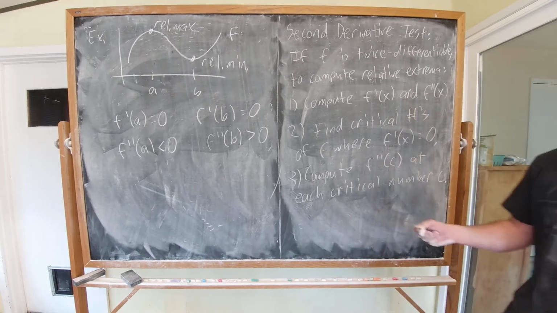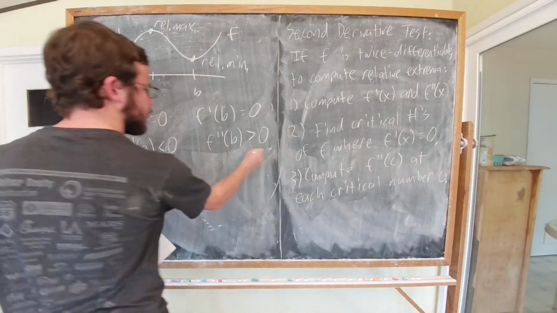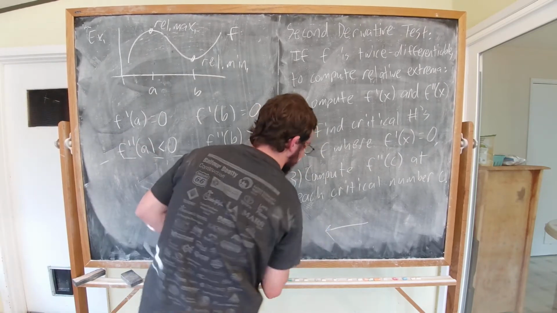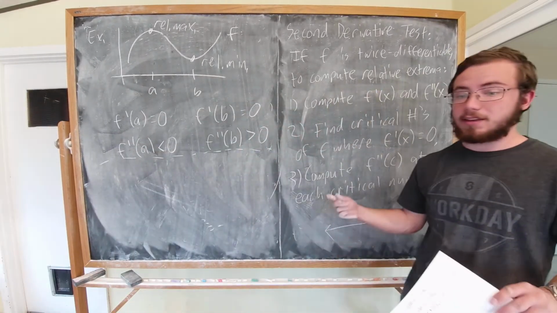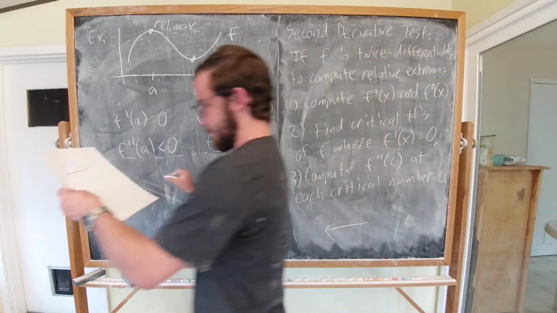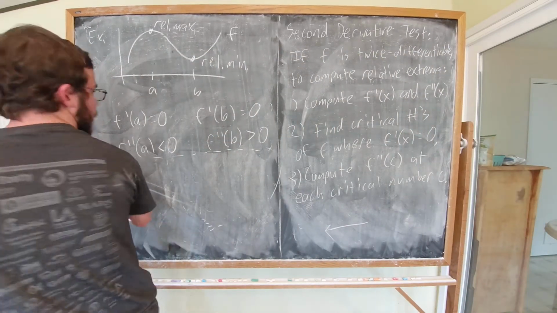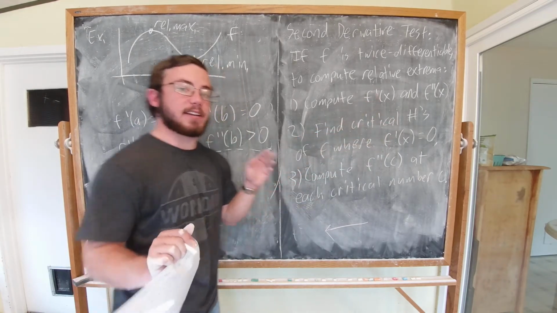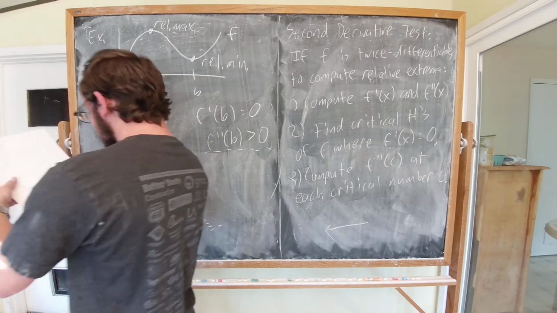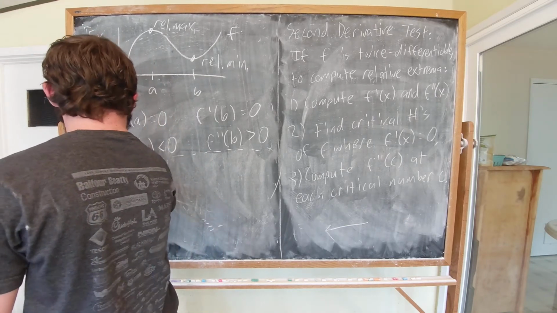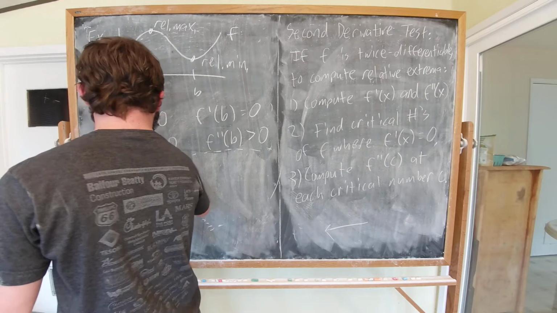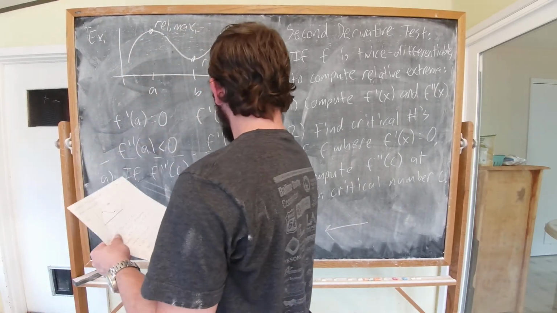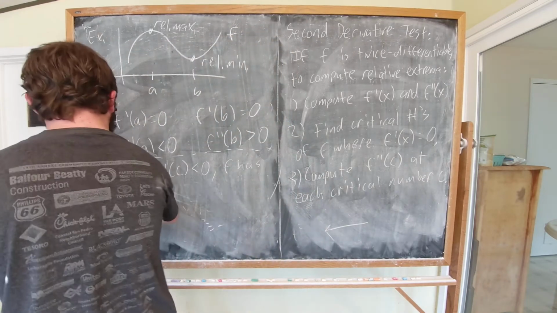Alright, and so what are the results? Let's continue that over here. So we've already found that these are points where the first derivative is 0. Then, if the second derivative is less than 0, f has a relative max.